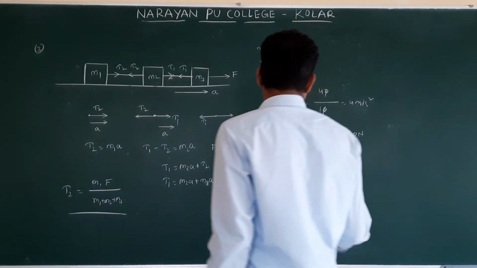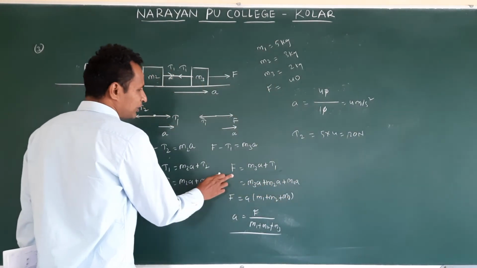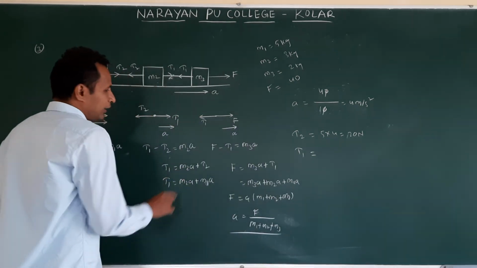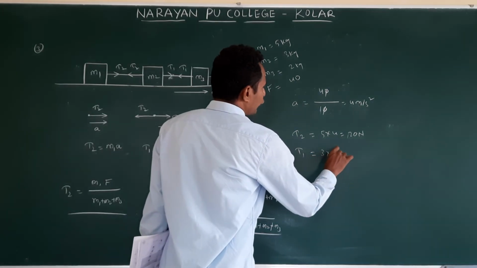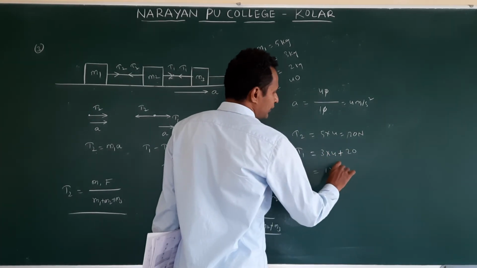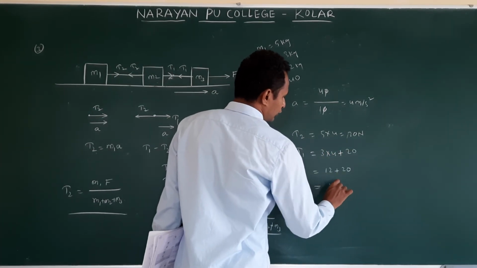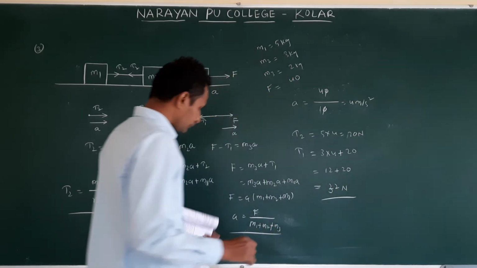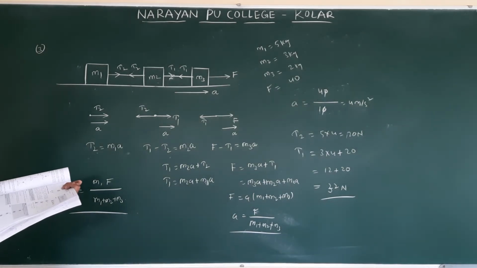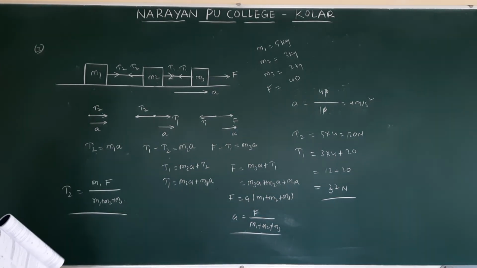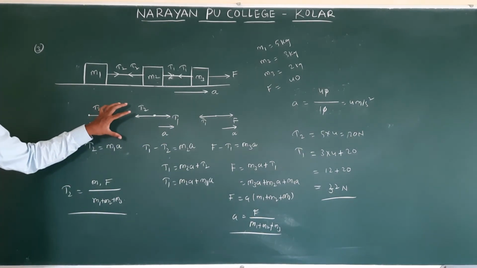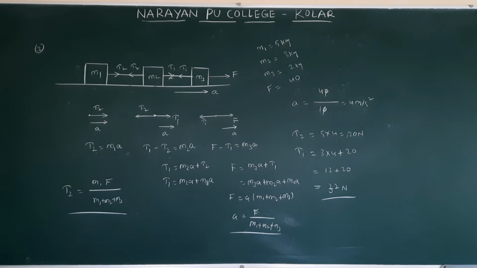Next, tension T1. You can calculate T1 from this or from this. So T1 is equal to M2A plus T2. M2 is 3, A is 4, plus T2. T2 is what? 20. So 12 plus 20, so 32 newtons. Check. Acceleration is 4 meters per second squared, T1 is 32 newtons, T2 is 20 newtons. Okay, so follow this method. The free body diagram is very important.